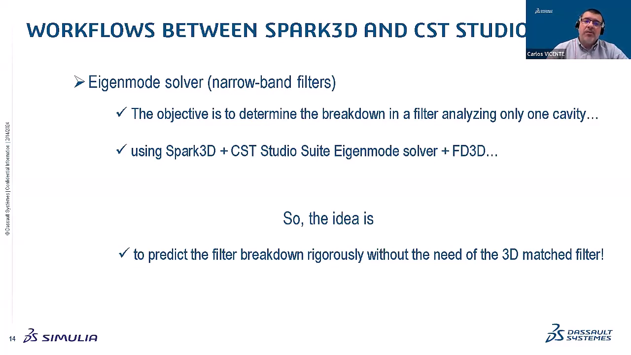This can be done thanks to the combination of Spark 3D, the CST Studio Suite eigenmode solver, and FD3D, the Filter Designer 3D that has been introduced by TNS. So again, the idea is to predict the filter breakdown in a rigorous way without the need to have a 3D matched filter. You can imagine that if we are talking about narrowband filters, these are hard to design, okay? And then hard to have a perfect 3D matched filter. So again, the idea here is trying to avoid that full design.